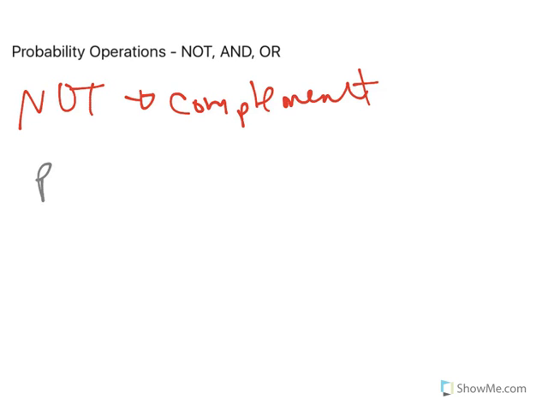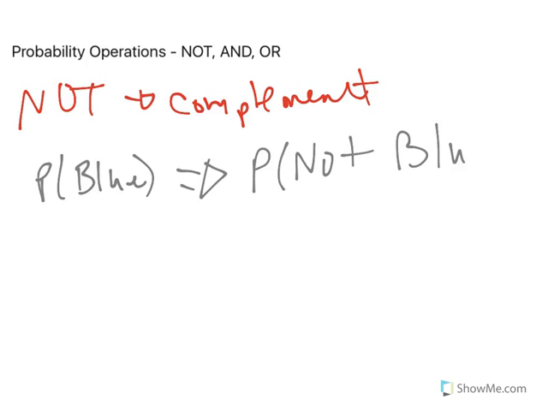If we were finding the probability of blue, that would be blue over all the total. We could also say probability of not blue, and that implies everything that isn't blue, right? So it's not really a hard concept. It's just everything that's not blue.